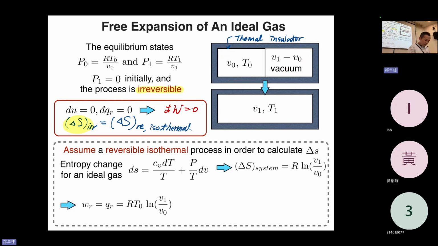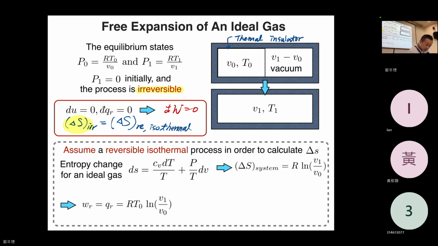Okay, so now we focus on this. So assume a reversible isothermal process in order to calculate delta S. The entropy change in this case is dS = Cv dT/T + P/T dV. Okay, so the system, this system, we also can call that, yes, this is reversible and isothermal.